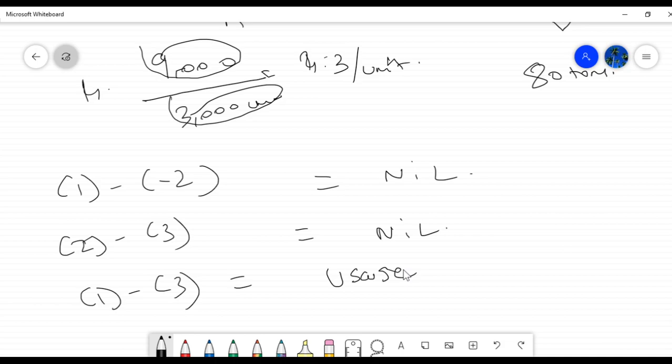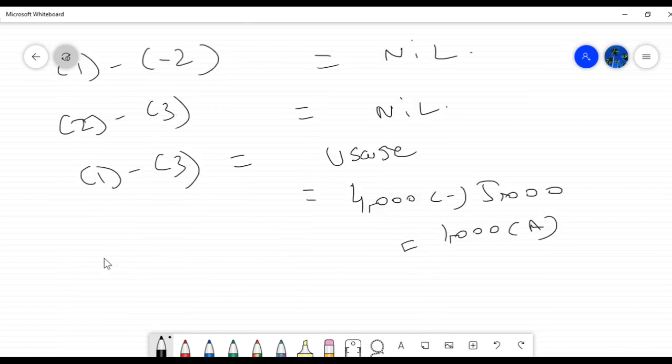1 is 4000 and 3 is 5000. So 4000 minus 5000 equal to 1000 adverse. I spent more because I used the material more.